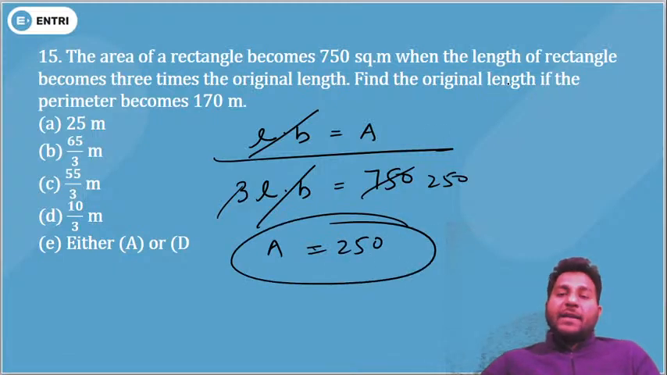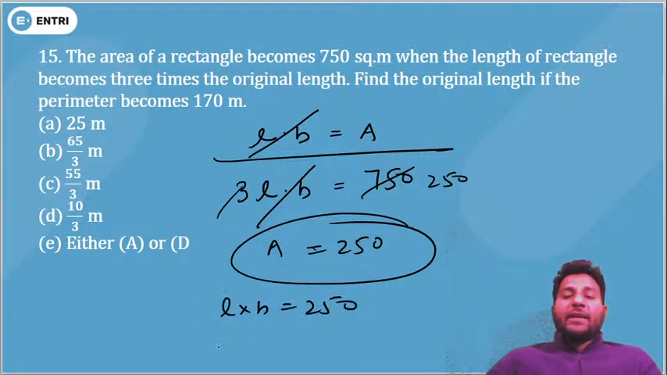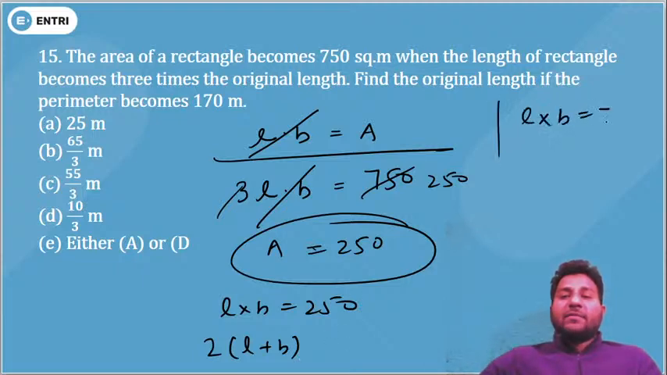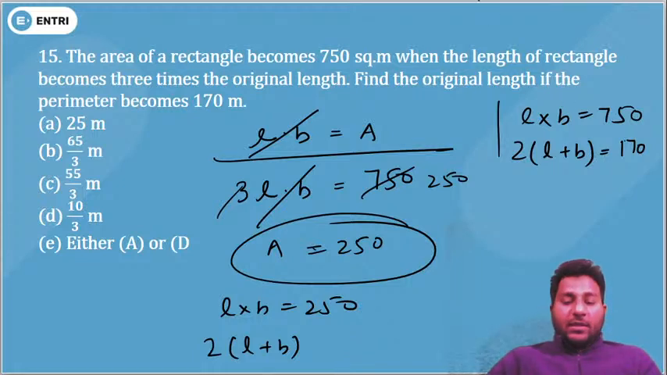Now we need to find the original length if the perimeter becomes 170. So L into B equals 250, and twice L plus B, okay, sorry, L into B becomes 750 and twice L plus B becomes what? Becomes what? So clearly 170. Now let's find out by using the hit and trial method.